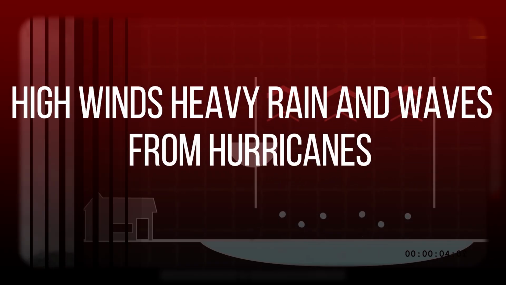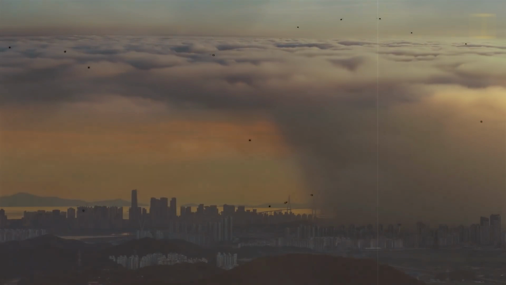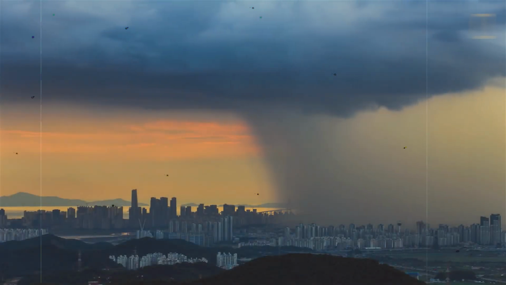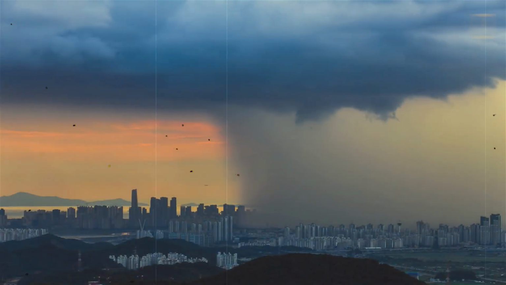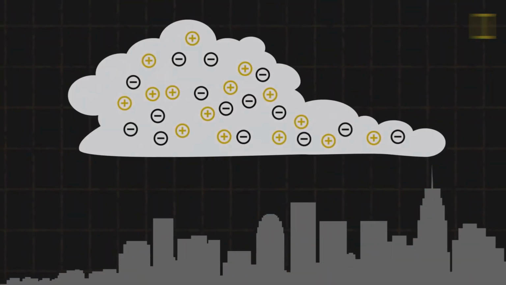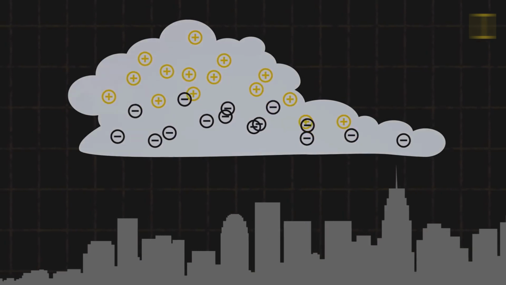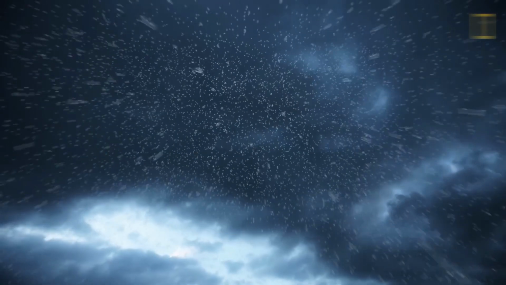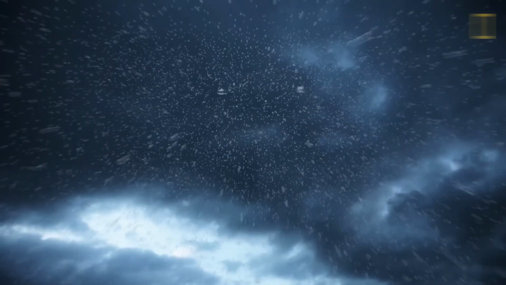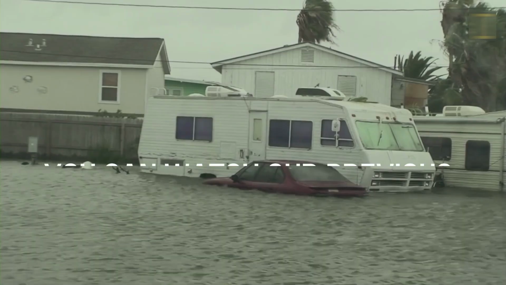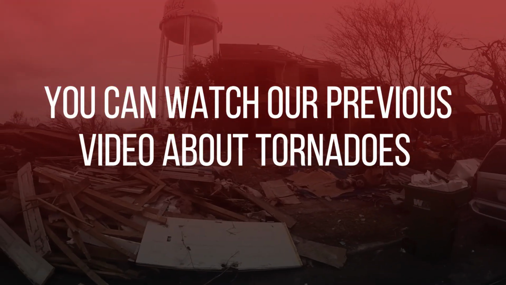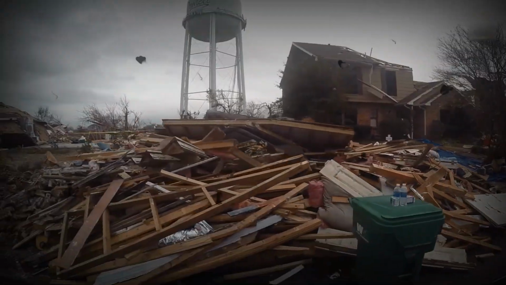High winds, heavy rain, and waves from hurricanes pound islands and coasts. Blizzards and thunderstorms can result in flooding and hazardous travel conditions. Lightning and hail both have the potential to start brush fires during thunderstorms. Tornadoes have the power to rip anything in their path to pieces. You can watch our previous video about tornadoes to see what they actually do.